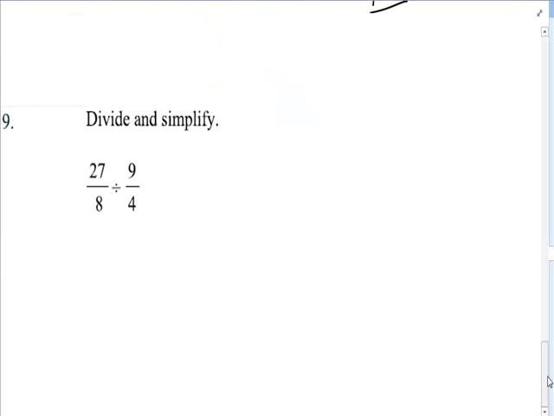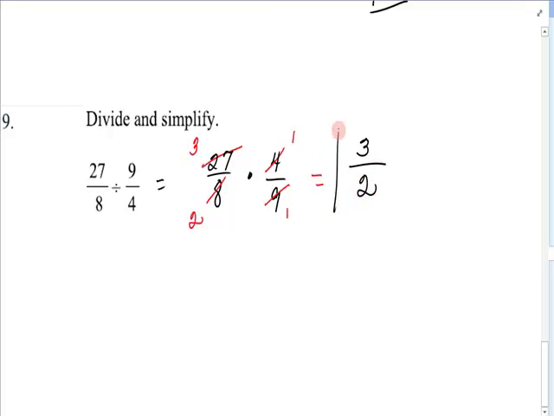All right, now I'm at my last problem, division. That means keep, 27 over 8, change to multiplication, flip to 4 over 9. 4 goes into 4 once, 4 goes into 8 2 times. Let's see, 27 and 9. 9 goes into itself once, 9 goes into 27 3 times. Multiply the tops. 3 times 1 is 3. And multiply the bottoms. 2 times 1 is 2. Even though that's what we call an improper fraction, we leave that as our answer in this exercise.